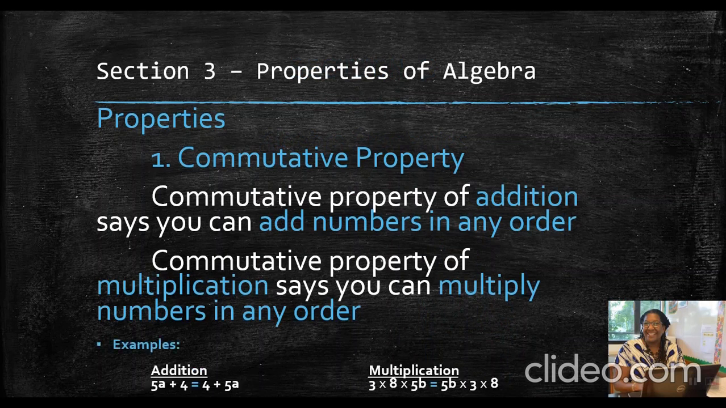the same result. Some examples of this property are 5a plus 4 is the same as, or equal to, 4 plus 5a. You can change the order of things just like your commute back and forth to work, from home to work is the same distance unless you take a different route. It's the same distance going from either direction. The multiplication example, 3 times 8 times 5b is also equal to 5b times 3 times 8. Says that you can multiply things in a different order and still get the same result.